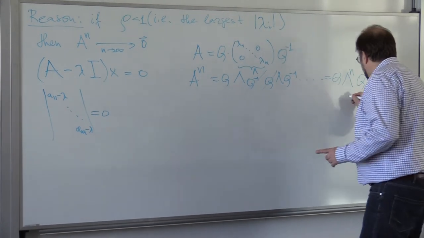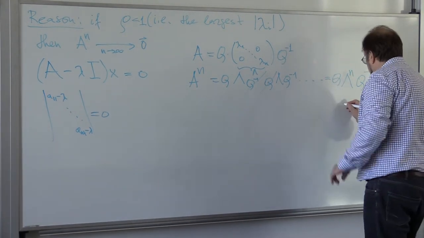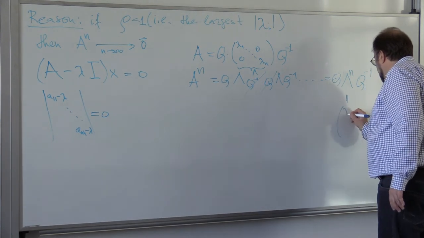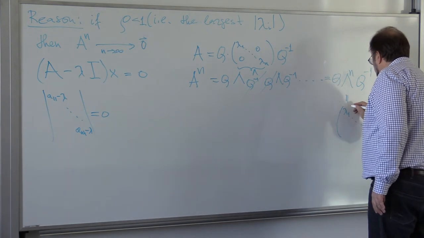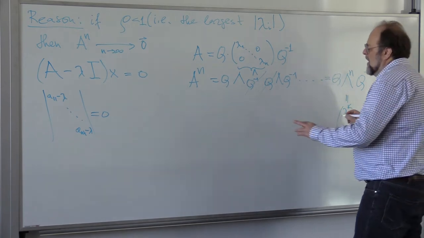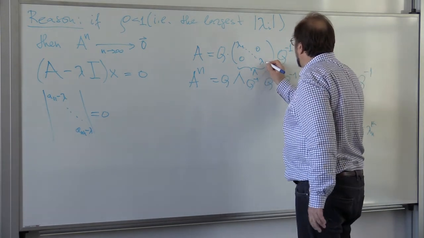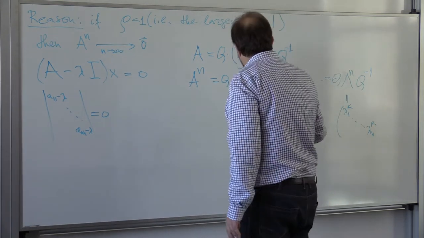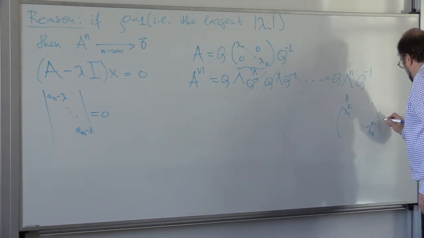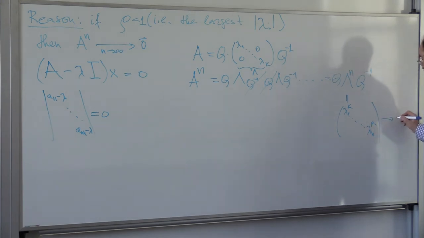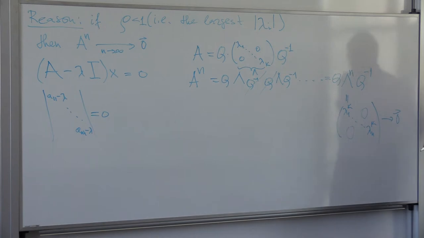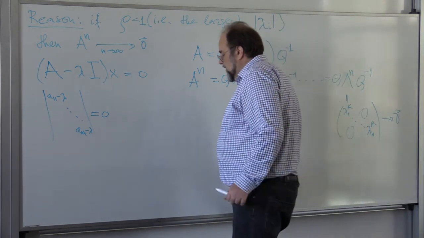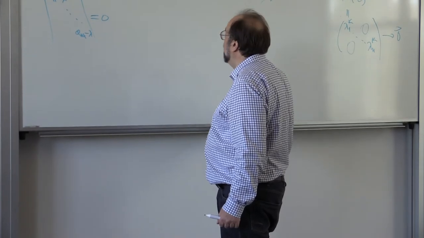And now, but what is Lambda to the n? Because this is just a diagonal matrix. This is just lambda 1 to the k, well, let's use k, because n we already used. So this will now go to the zero matrix, right? Because all of these are smaller than one. So they will all converge to the zero matrix. So A to the n will converge to zero.